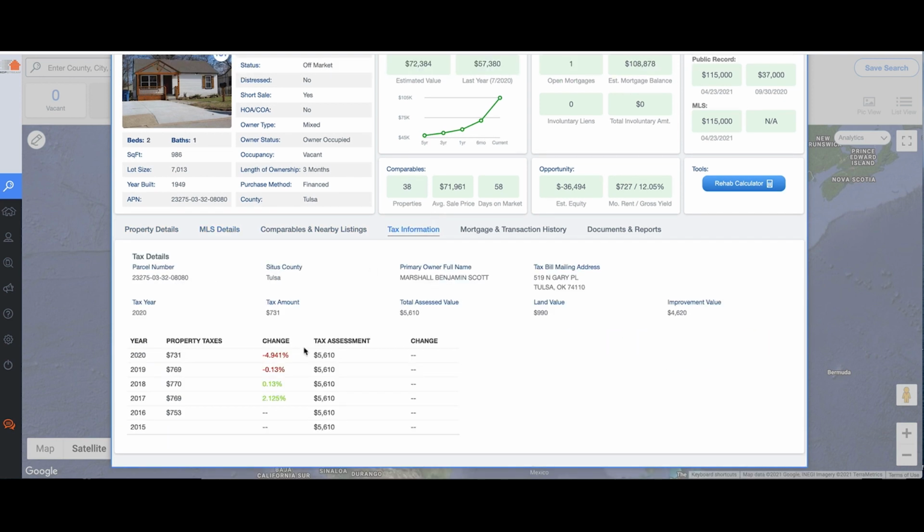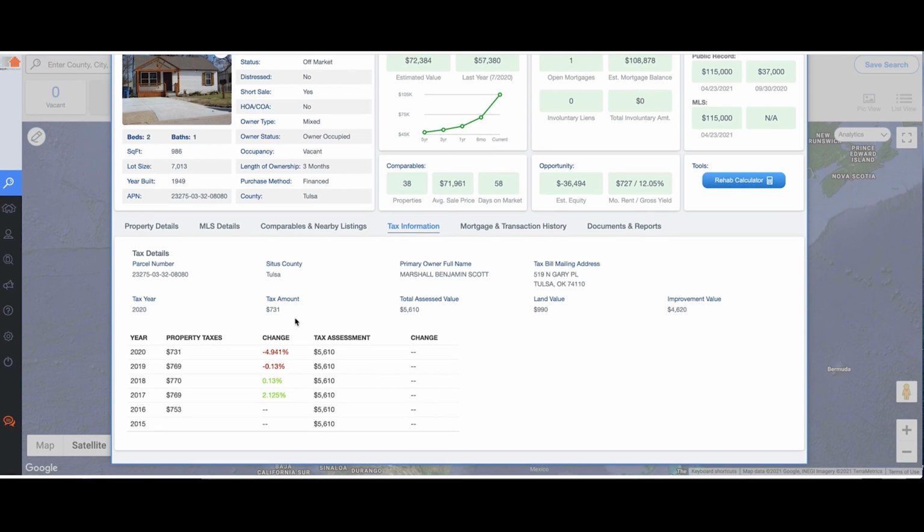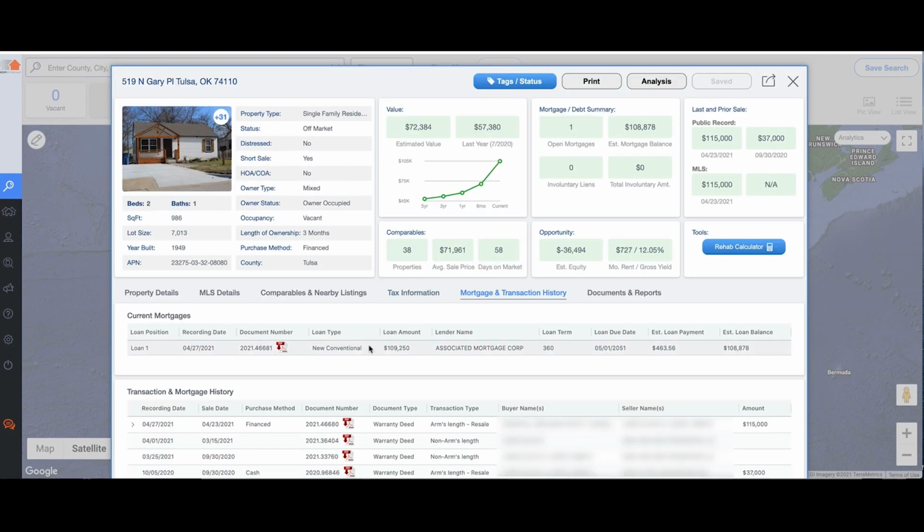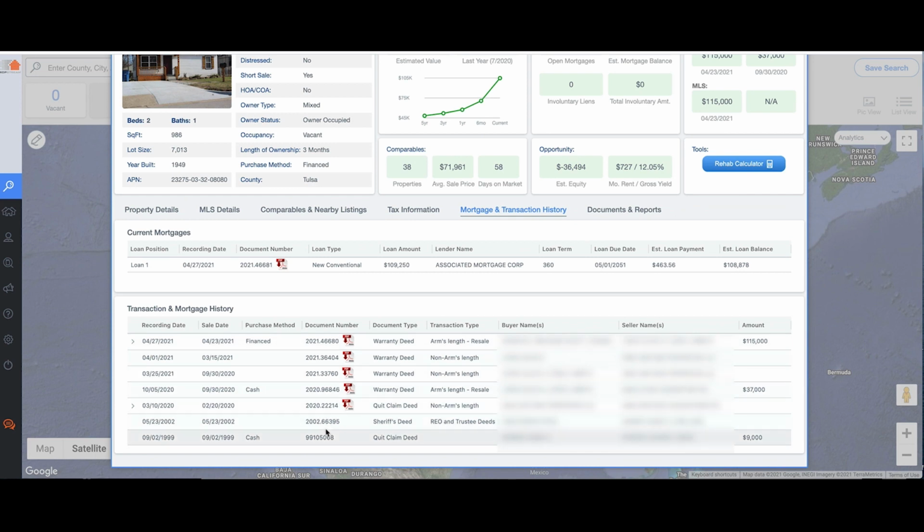Let's look at the tax information. Yep. Transaction history. We can also look at that. Sometimes it's buried in some of this stuff. So loan amount. Oh, here we go. Yes. Okay. So it was bought for $37,000, it looks like. And then they flipped it for 115.